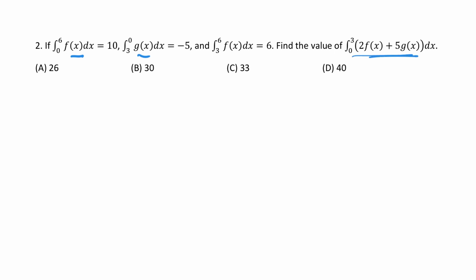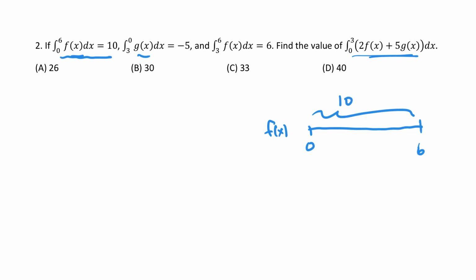Okay, let's take a look at what we got here. We are told from 0 to 6. If I just imagine a number line, I always teach you guys to put these on a number line. So let's put f of x on a number line. Over here we're going to have 0, and we're going to have 6. This distance tells me the area is going to be 10. And g of x is something completely different, so let's hold on to that.